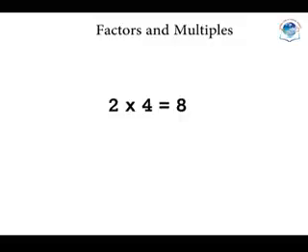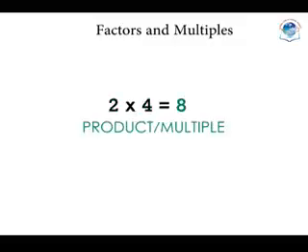Next chapter, factors and multiples. Now let's begin with a multiplication problem. 2 times 4 equals 8. The numbers being multiplied are called factors. The answer 8 is the product or a multiple.